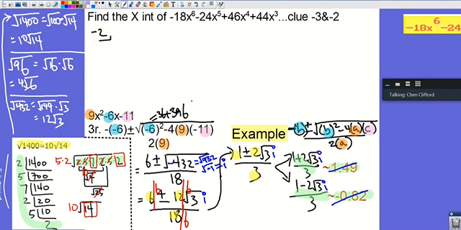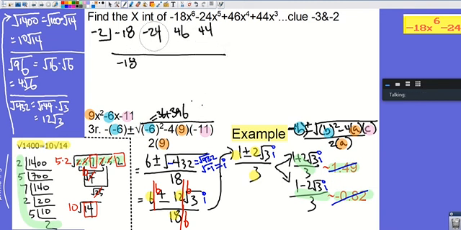Okay, negative 2. I get negative 18, negative 24, 46, 44. Please work. I don't want to have to recalculate things. 12. I'm having faith here. This is promising. Negative 22.